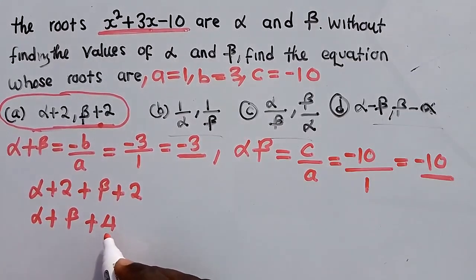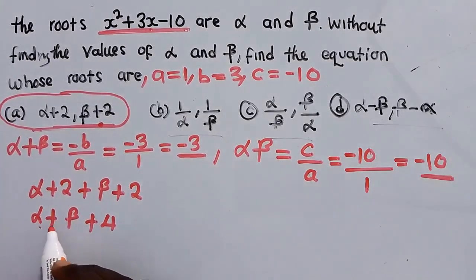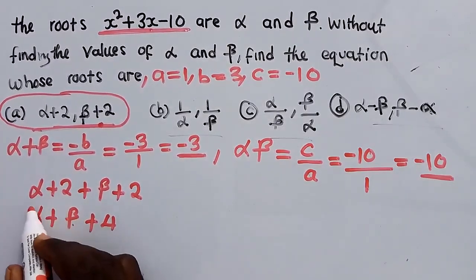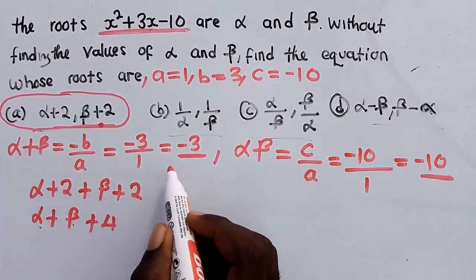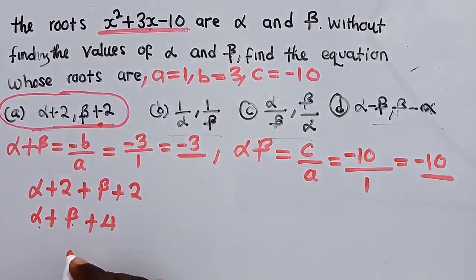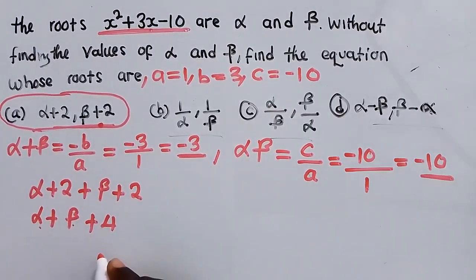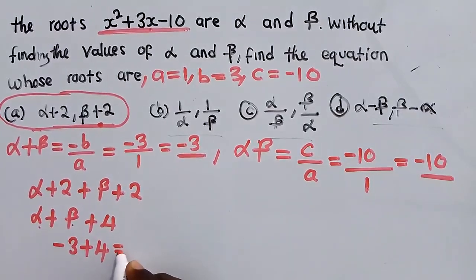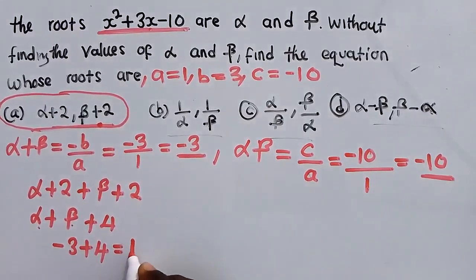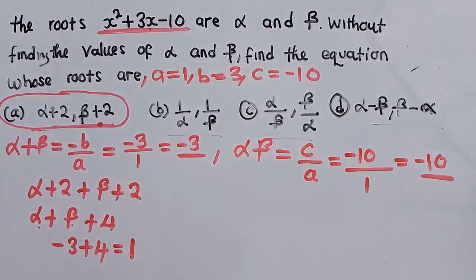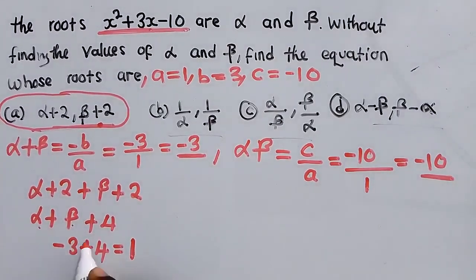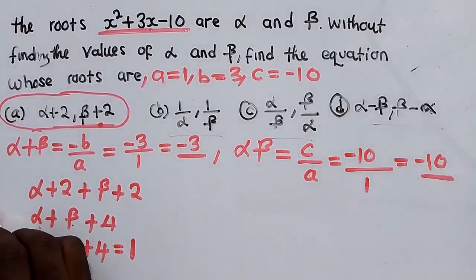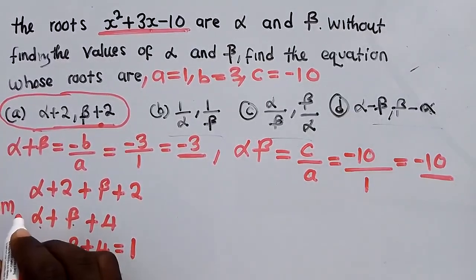So with this now, what you are going to do next is that alpha plus beta, this is the sum of the roots. So alpha plus beta, what was the answer? Negative 3. So this is the same as negative 3 plus 4. What is your answer? Your answer will be 1. So don't forget, this is the sum of the roots.